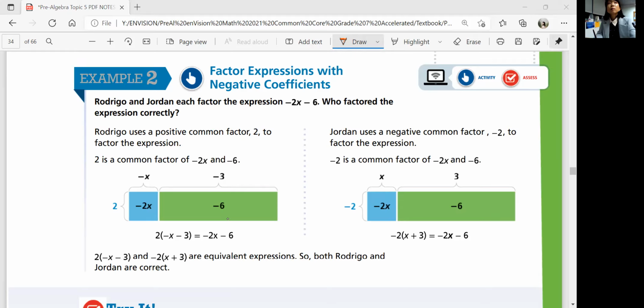Both are correct. They're both equivalent expressions, right? This is check, that's check. If you expand them, they're equivalent expressions. So both of them are correct. So there are 2 ways to factor expressions with negative coefficients. Okay, this is one way, this is another way.